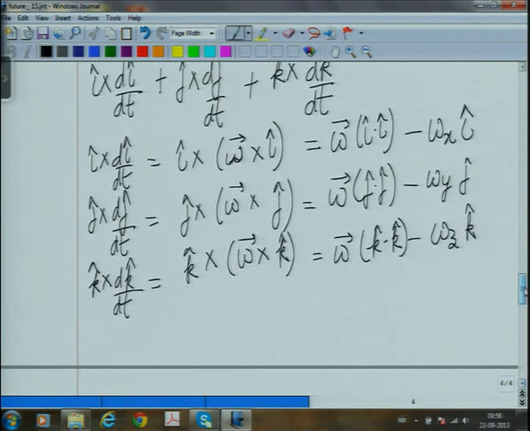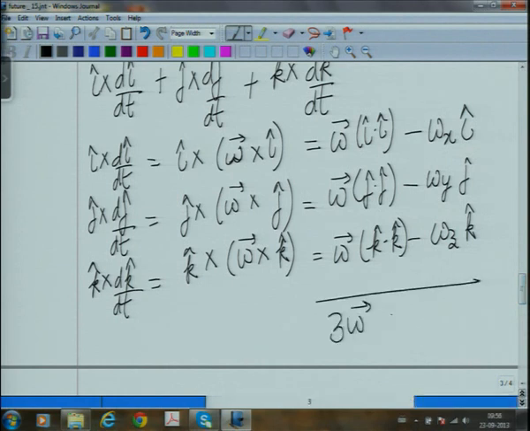On adding up all these, i dot i is 1, j dot j is 1, k dot k is 1. So these three will give me 3 omega minus what do I get? Omega xi minus omega yj minus omega zk. So that will give me omega. So when we add these up, in fact, I will add them up here only. So this will give me 3 omega minus omega.